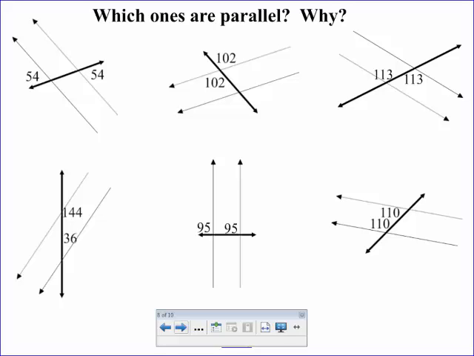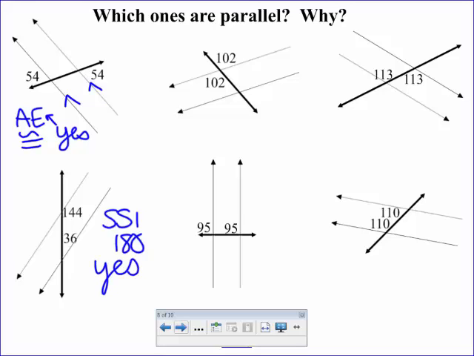So if you're given 54 and 54, taking a look at the locations, those should be alternate exterior angles. Alternate exterior angles are congruent, so 54 is equal to 54, so then yes, these are parallel, and the reasoning why is because alternate exterior are congruent, okay? Going down below, 144 and 36, these are same side interior angles, and we know they should equal 180. So does 144 plus 36 equal 180? Yes. Okay, since they equal 180, then they are parallel.